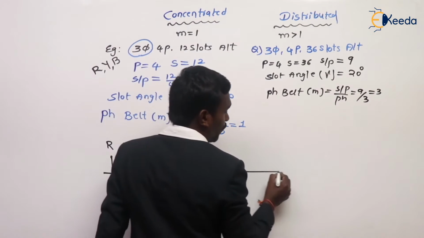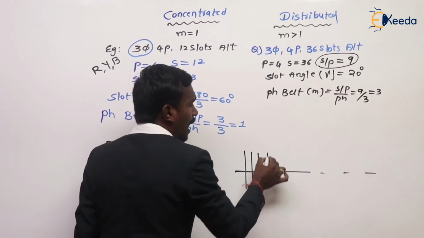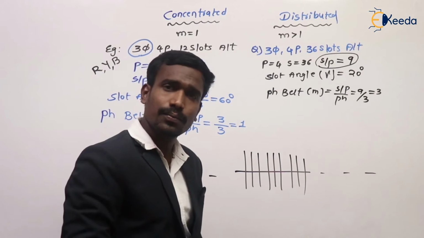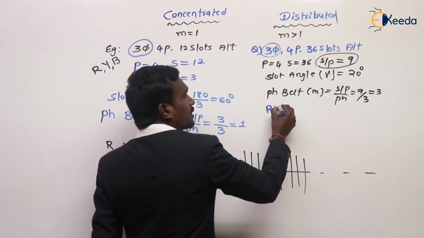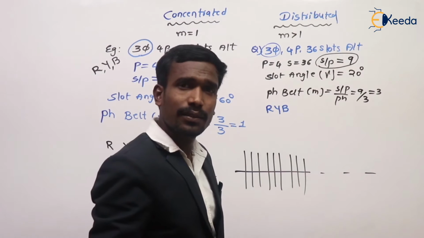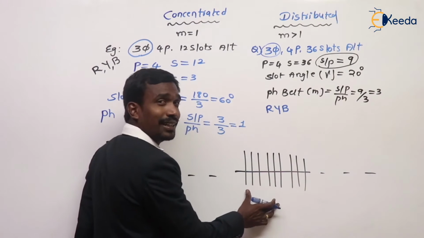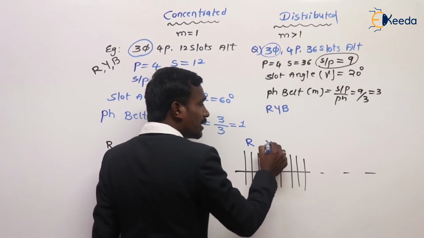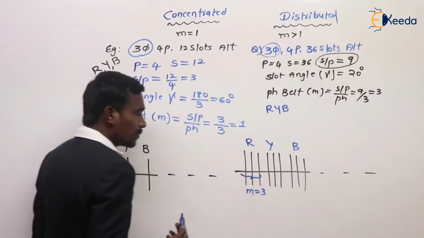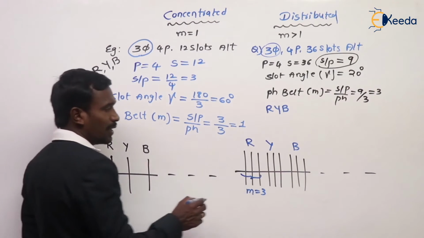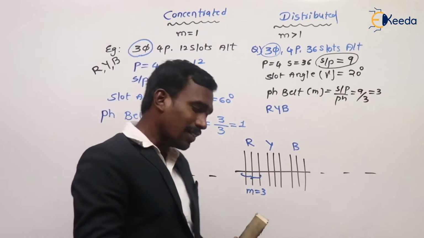How many poles are there here? 4 poles. How many slots for each pole? For each pole, I have 9 slots. And how many phases are there? 3 phases, nothing but R phase, Y phase, B phase. For a 3-phase machine, how many slots for each phase? Total 9 slots are there in my pole. These 3 belong to R phase, these 3 belong to Y phase, and these 3 belong to B phase. Nothing but my phase belt is 3. This is simply distributed. Still you are not getting clarity, right?